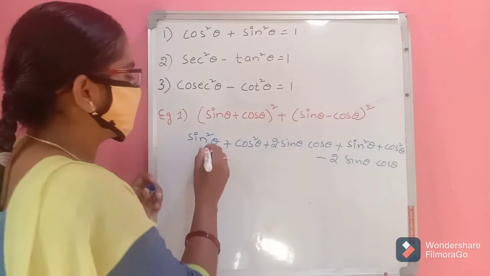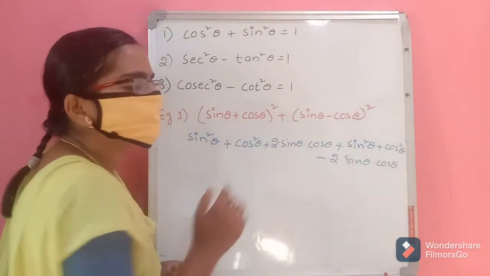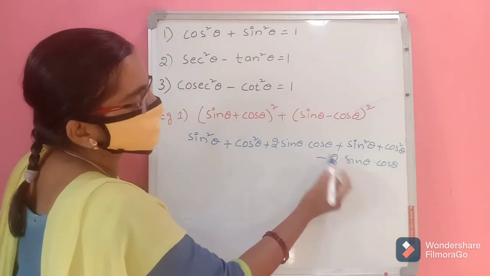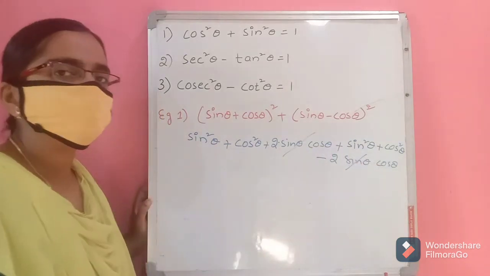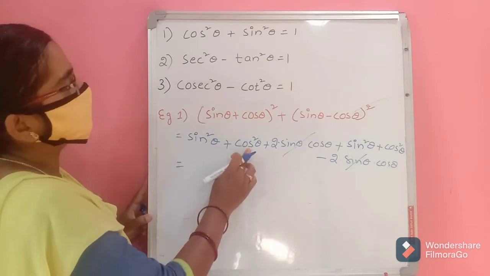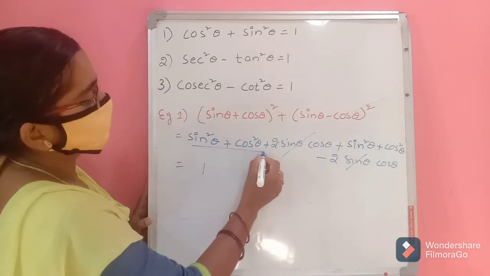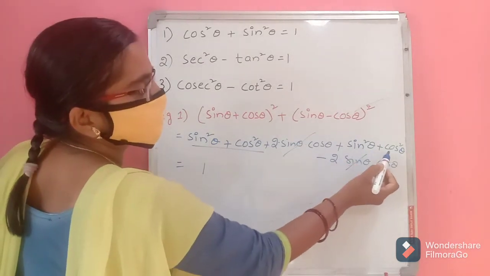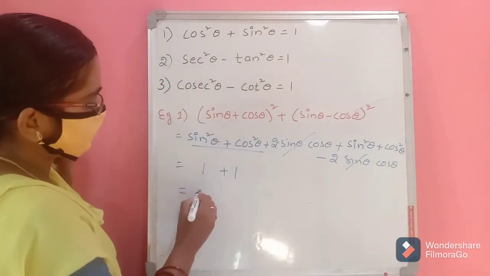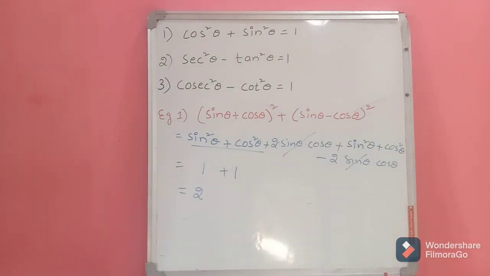A plus b whole square is a square plus b square plus 2ab. A minus b whole square is a square plus b square minus 2ab. So here you can observe plus 2 sin theta cos theta. Here minus 2 sin theta cos theta. Plus 2 minus gets cancelled. Here sin square theta plus cos square theta is equal to 1. So these two become 1. Again here we have sin square theta plus cos square theta. That is also 1. So 1 plus 1 is equal to 2. Here simply that value we get as 2.